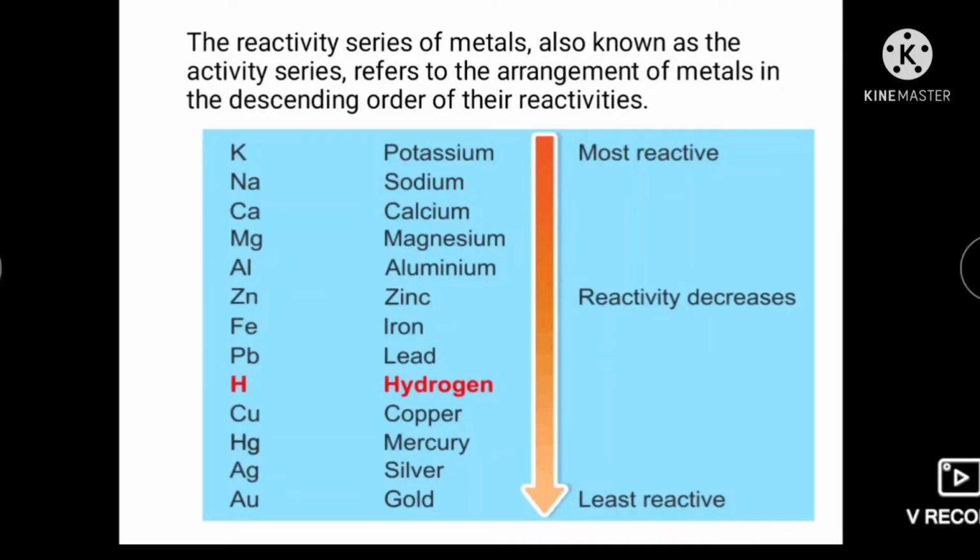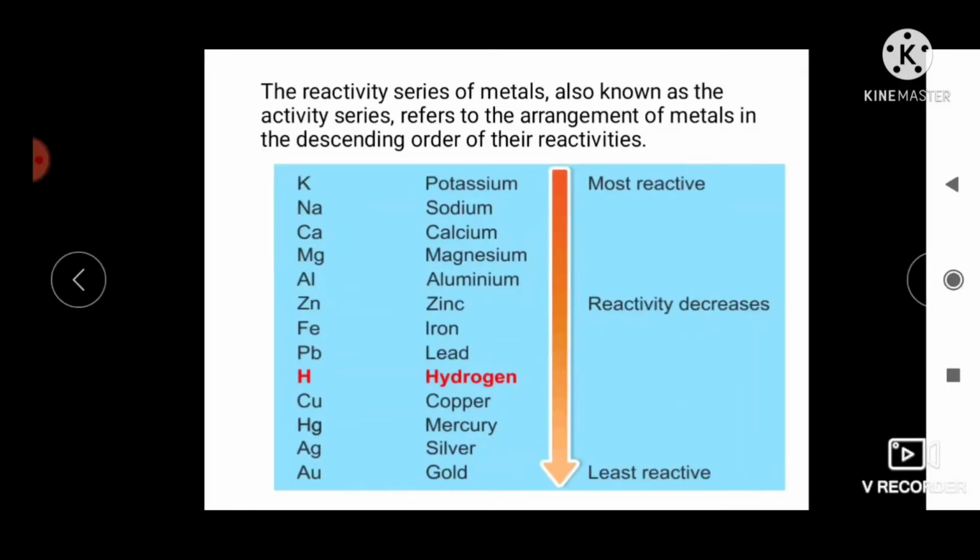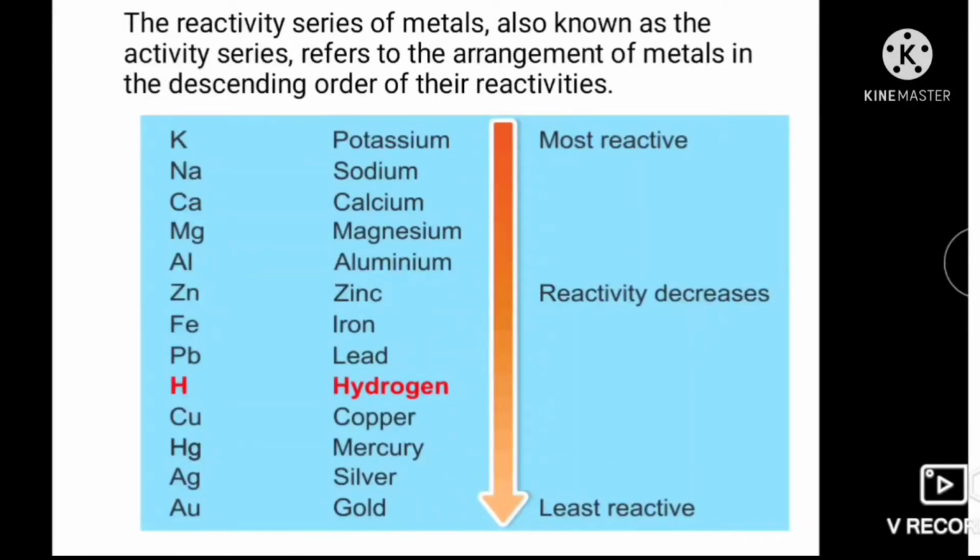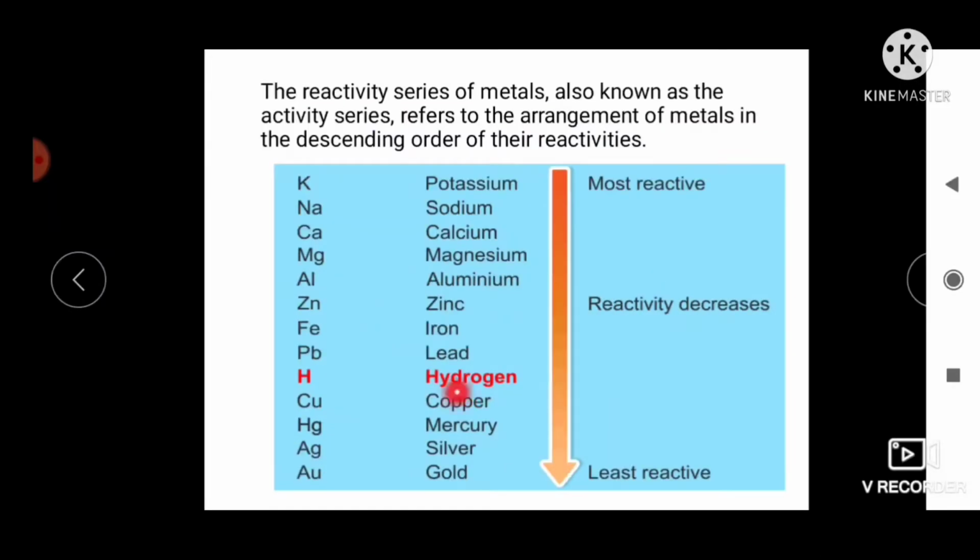Did any of you notice that hydrogen is included in the series? Is hydrogen a metal? It is a non-metal. Then why is hydrogen included in the series? Because like metals, hydrogen can lose electrons to form positive ions. It can exist as H plus ion. Metals lying above hydrogen are more reactive, and those below hydrogen are less reactive.